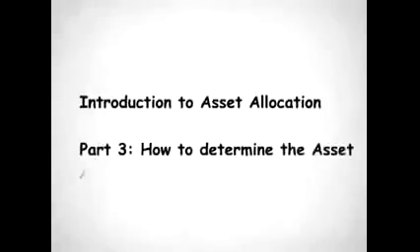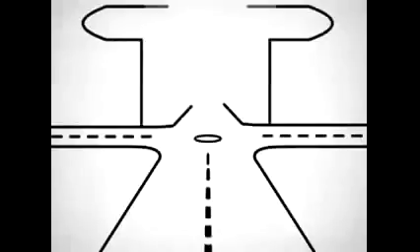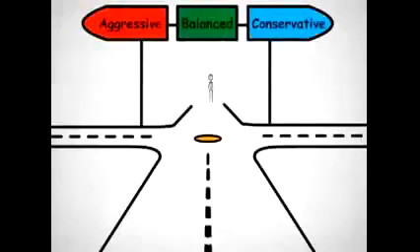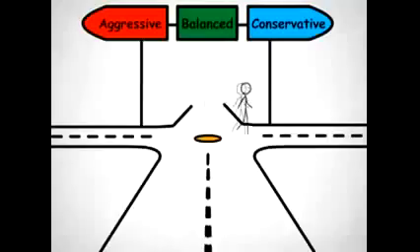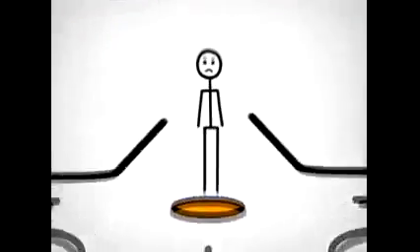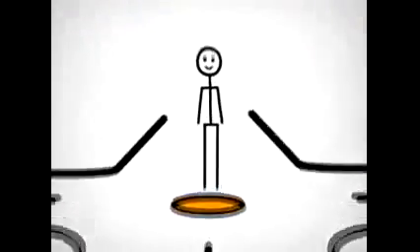How to determine the asset allocation for an investor. The mix of assets an investor chooses depends on his risk profile. Some investors are very cautious and therefore risk averse. Others might be more aggressive, invest in very risky securities. Then there are those who take the middle road.